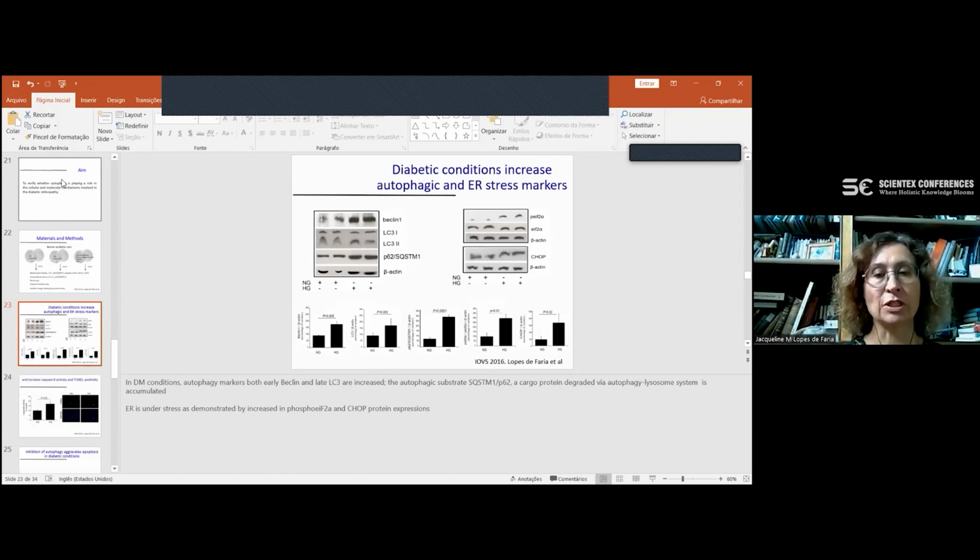Starting, we observed that cells under high glucose conditions exhibit an increase in Beclin 1 and the LC3-II/I ratio, which is a marker of initiation of autophagy, and an increase of the P62 sequestosome, which is a marker of the cargo inside the autophagosome, meaning that there is activation of autophagy in the beginning, with activation of the endoplasmic reticulum stress response, seen here by an increase of phosphorylated eIF2 alpha and CHOP proteins.